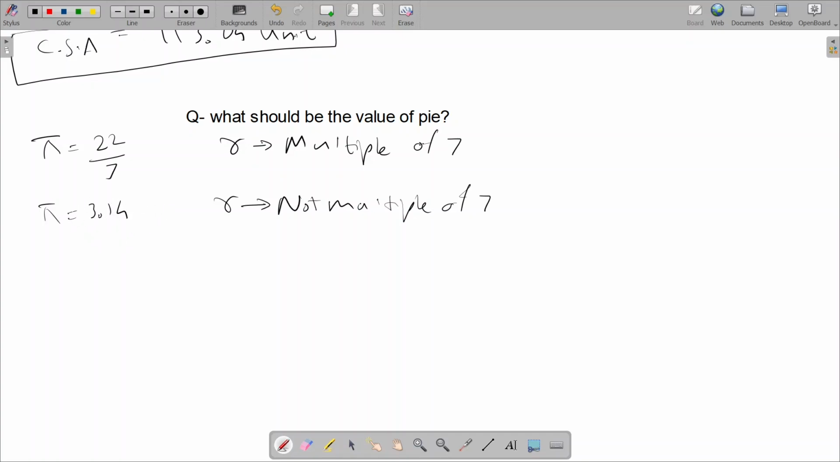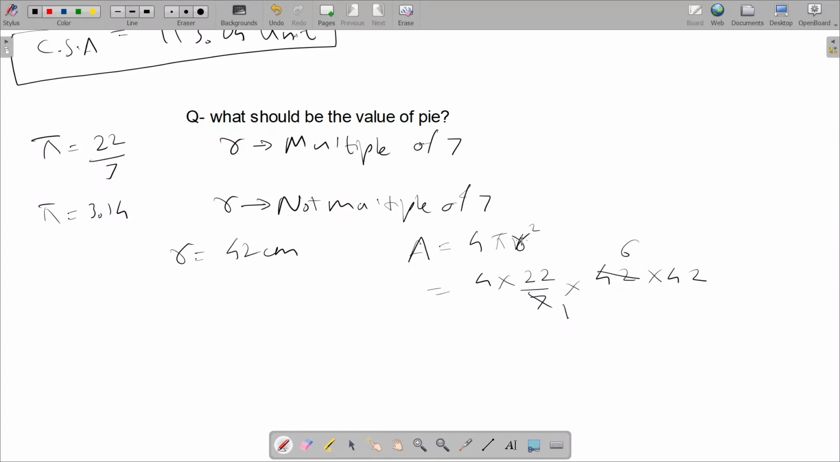Usually in the question they will mention the value of pi to be taken, but if it's not mentioned, you have to use your brain. Suppose the value of r is 42 centimeter. So the area of sphere is 4 pi r square. The radius is 42 centimeter. 22 by 7 into 42. We know 42 goes in the 7 table, 42 is a multiple of 7. So we have to take the value of pi as 22 by 7.